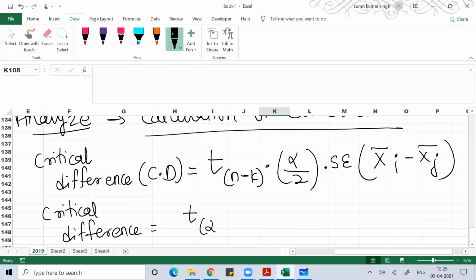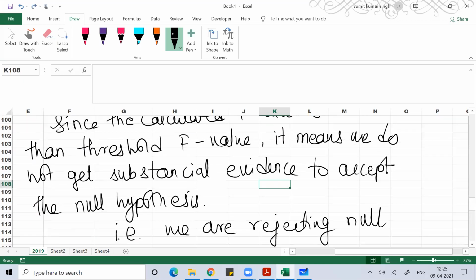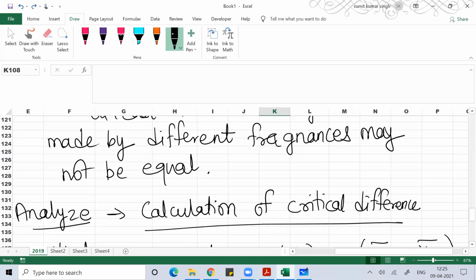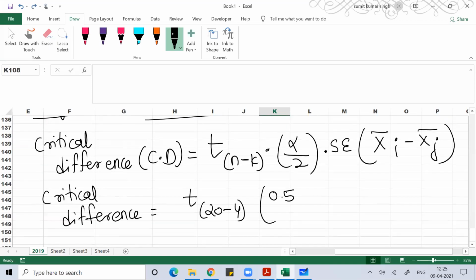What is n? n is 20. k is 4. What is alpha? Alpha is your level of significance, that is 5%. 5% means 0.05, not 5. So this is 0.05 by 2. And what is the formula we use for standard error?